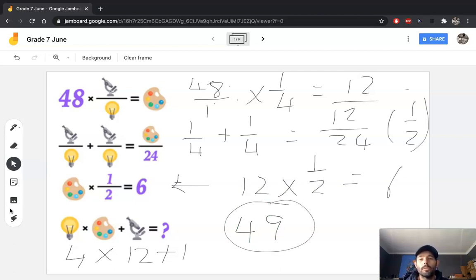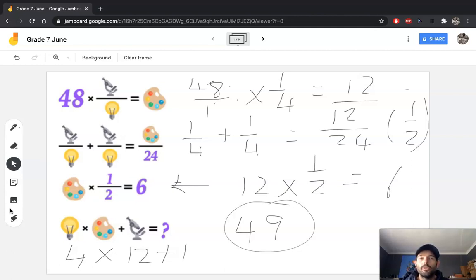So guys, go back and rewind and listen to my explanation of this puzzle again. It's really useful for you to be able to manipulate numbers and to realize, for example, on the second line that a quarter plus a quarter is indeed actually equal to 12 over 24 because that's also a half.